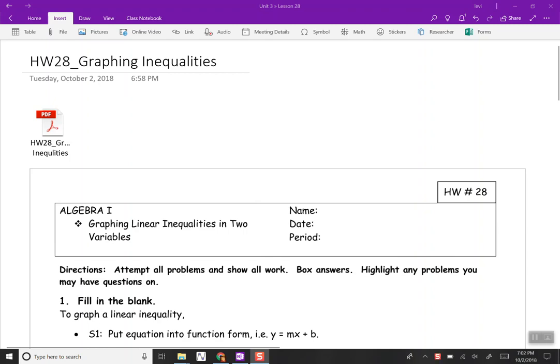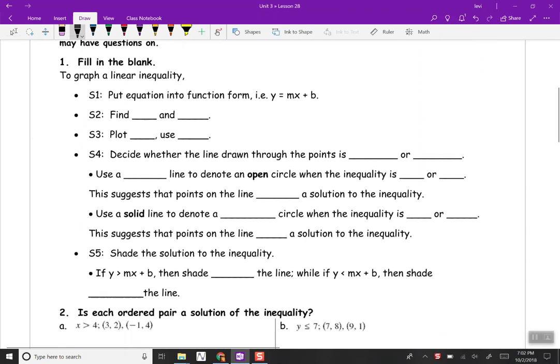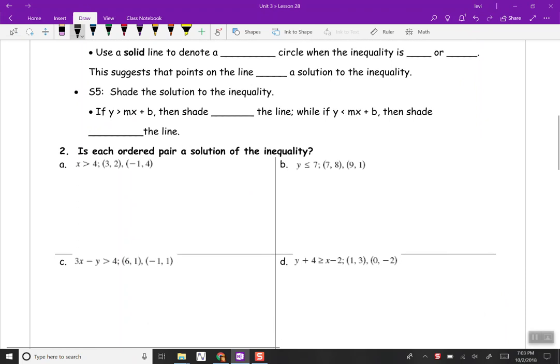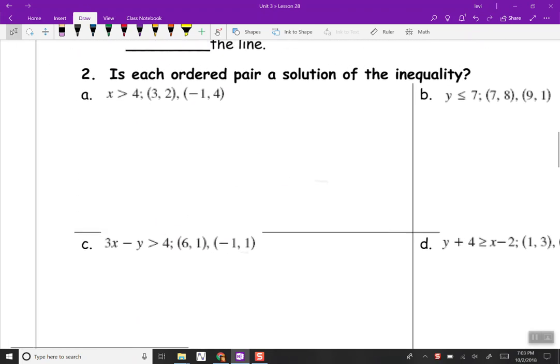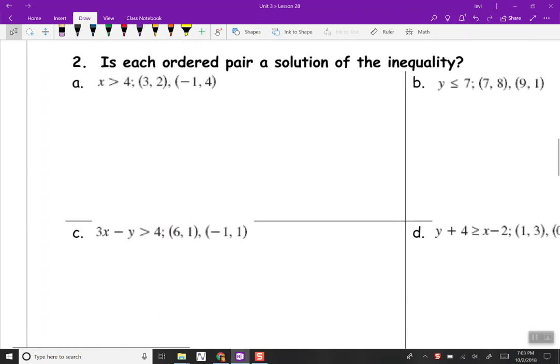This is homework 28. Your homeworks may look a little different than this. These are our old homeworks before we had to save so much on paper. Pretty soon you'll just all be doing yours on a computer and we won't even use paper, so look to the future.